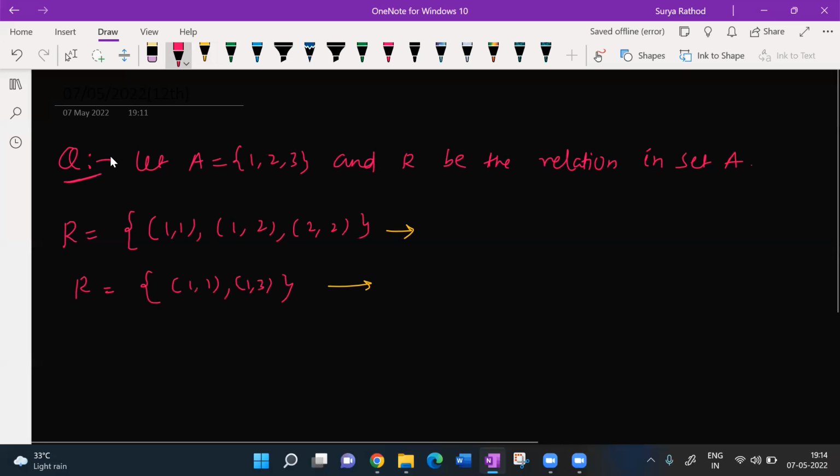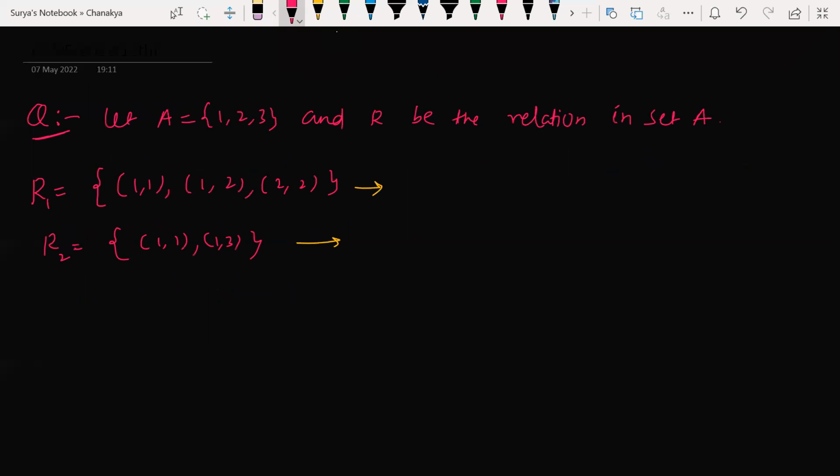First one, let's say R1 and R2. Whether R1 is reflexive or not. Sir, R1 is reflexive, R2 is not reflexive. What about R1? (1,1) and (2,2) both are there, but (3,3) is not there, so it has to be reflexive there, sir, right? Yes, it is not reflexive. Both are not reflexive. Here (3,3) is missing.